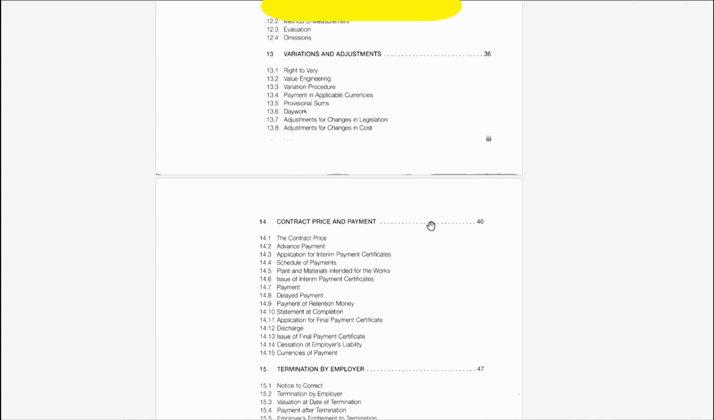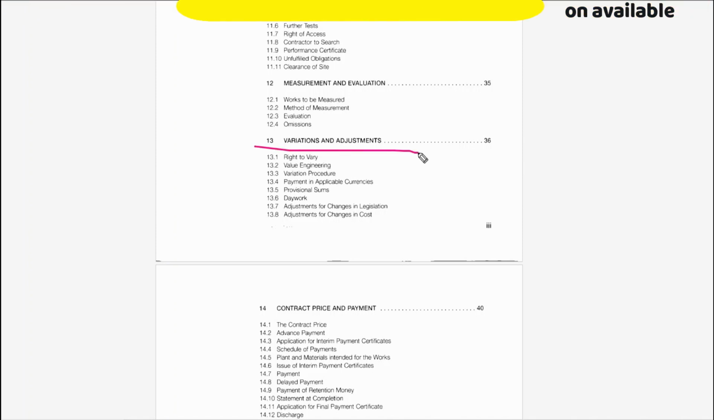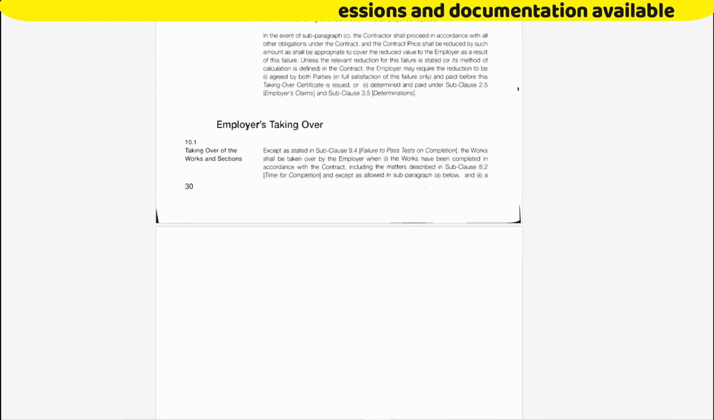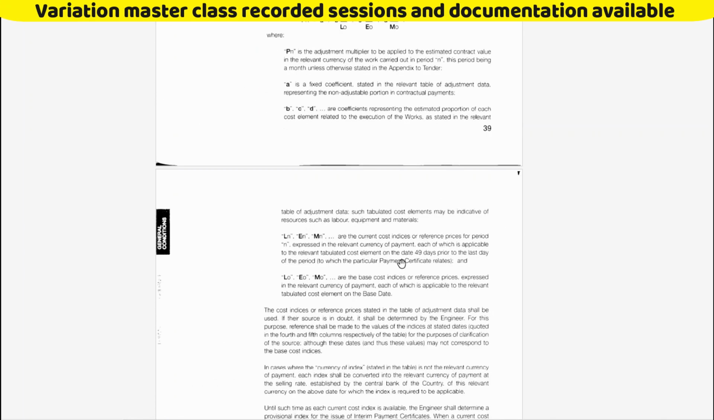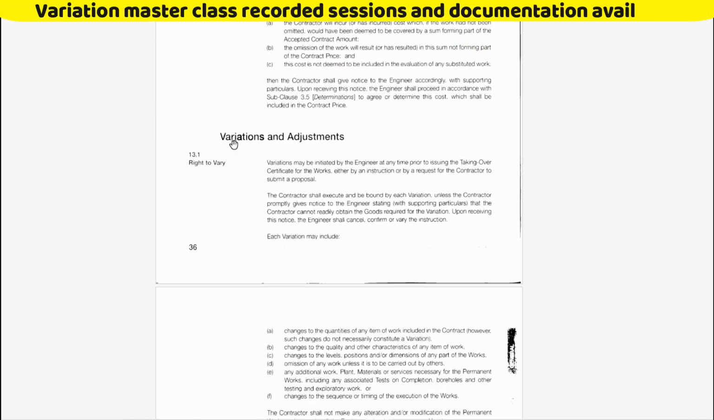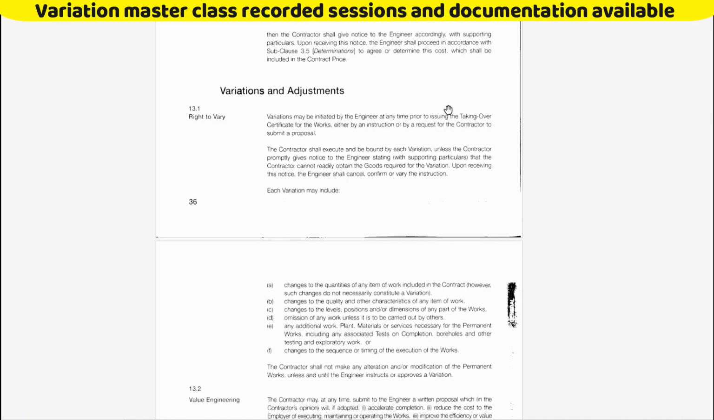Now we are going to discuss the variation under clause number 13. I will move to clause number 13 here. You can see here the numbering they make like this. Clause number 13, the first one is variation and adjustment. Now we are going to analyze in detail how the variation is initiated, and what the main factors for the variation are.